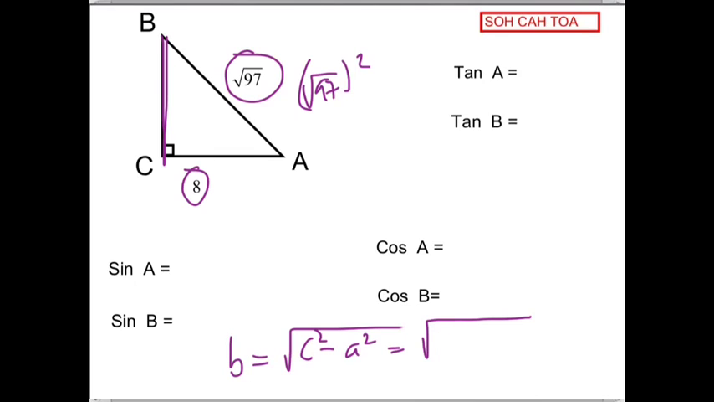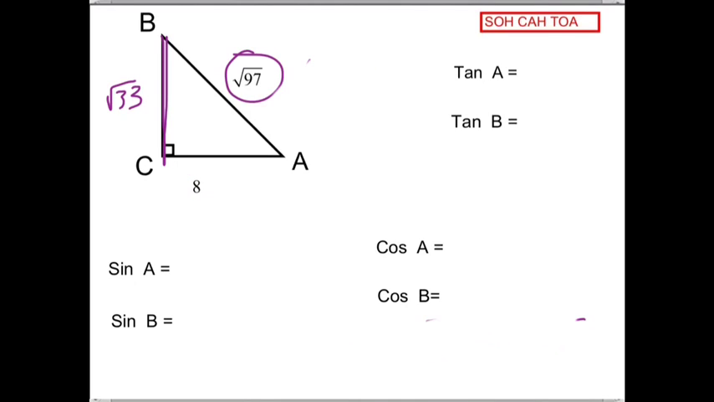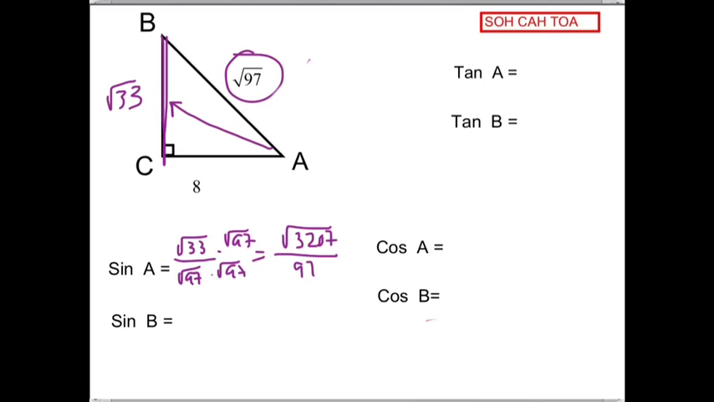All right, and that gets you the square root of 33, and there's no prime factors in that, so let's just write that here. Okay, so let's find our ratios here. The sine ratio is the opposite. So sine of A is opposite, which is here. So it's the square root of 33 over the hypotenuse, which is the square root of 97. Okay, let's rationalize this. Okay, and this becomes the square root of 3,207 over 97.